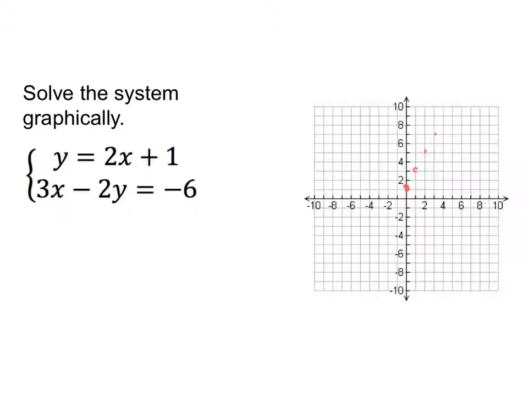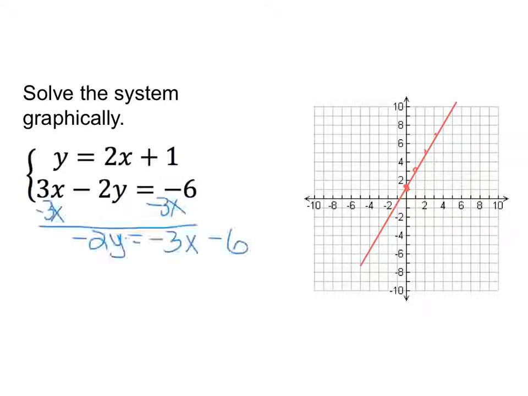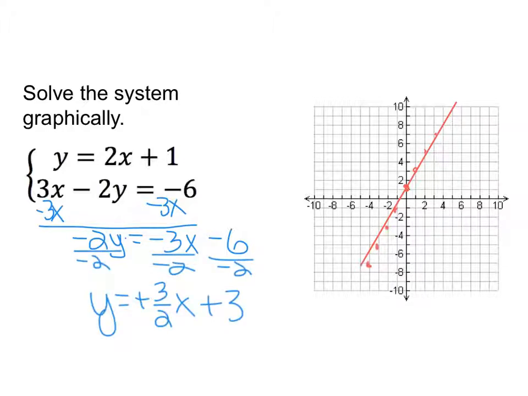and then I could draw my line. Now for the second line, it is not in y equals mx plus b form, so I'm going to have to solve for y first to make this a little easier to graph. So let's solve for y. First, I'm going to subtract 3x on both sides, and that moves the x over to the other side, and we see that now it becomes negative 3x on the right side. And now I'm going to divide by -2 on both sides.